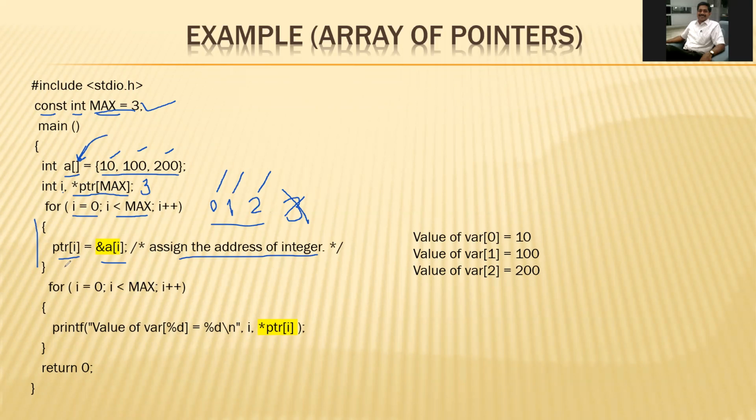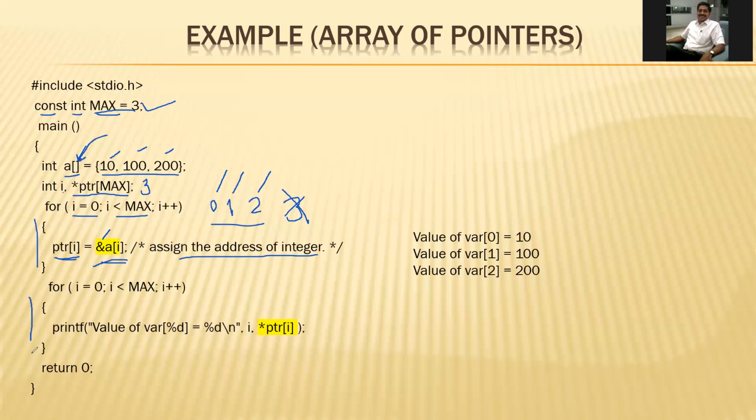Second, there will be a next value. Now, those all values, that is ampersand of A of I, that is ampersand, this is the address. Every address gets stored in this PTR I. So PTR 0, PTR 1 and PTR 2 will hold 3 different values.